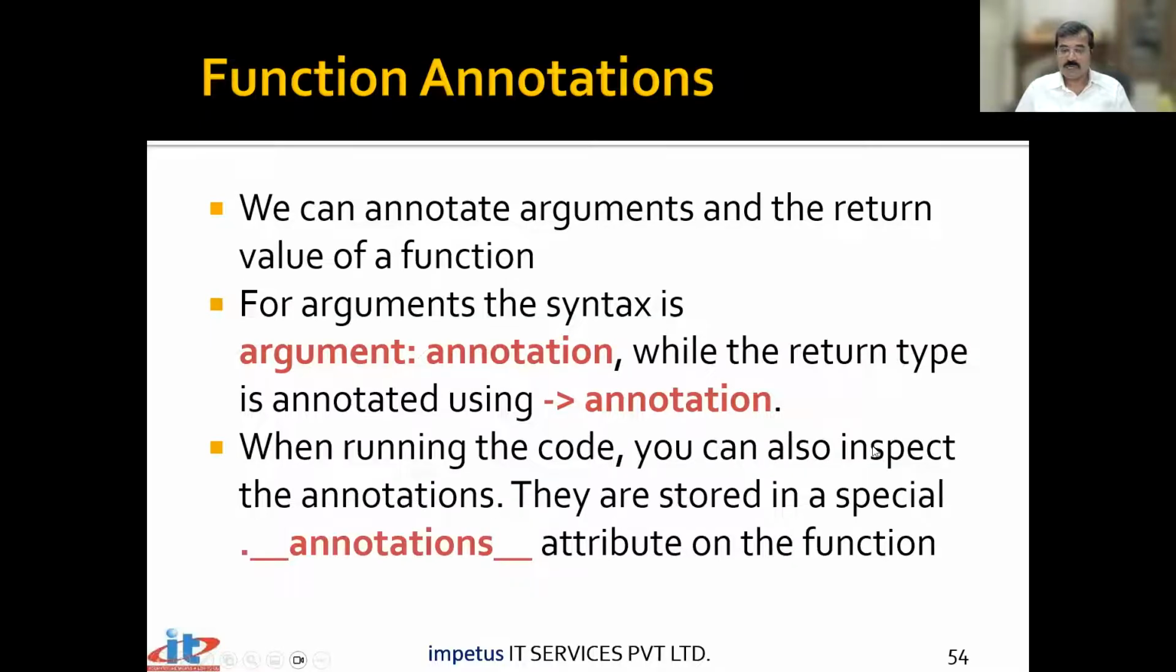When running the code, you can also inspect the annotation. They are stored in a special dunder annotations attribute of a function. So they are there. We can access it if we really want to. So let's see where the annotations are stored and how we can access it. And then we'll go through the step where this concept of annotation was used, and we'll look into the motivation as well.